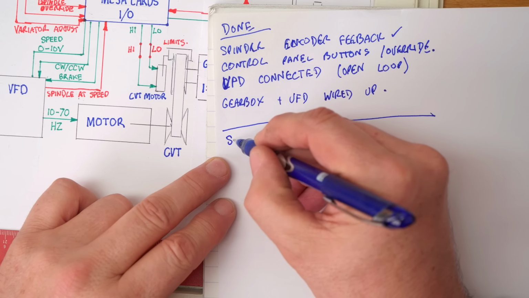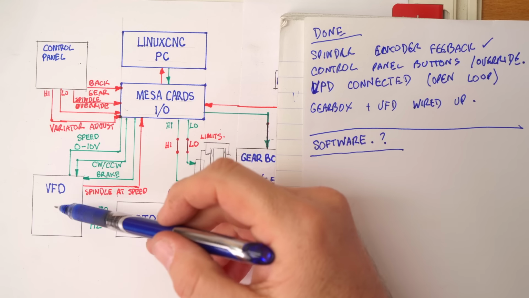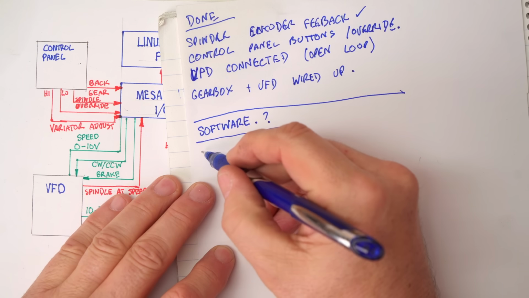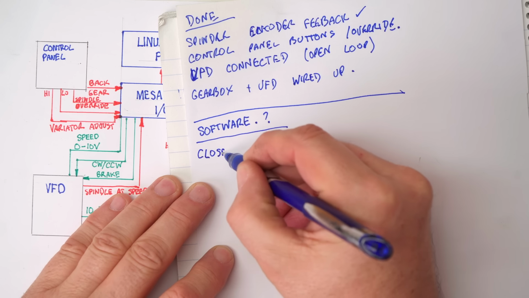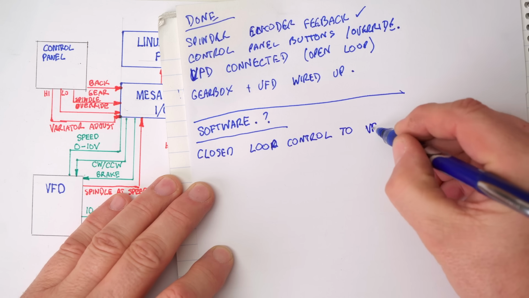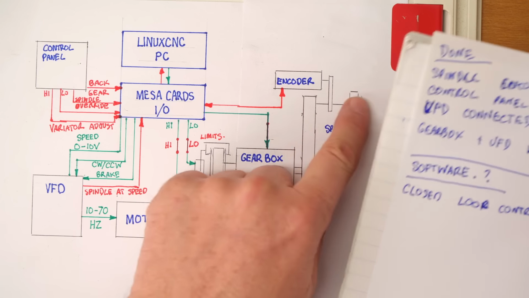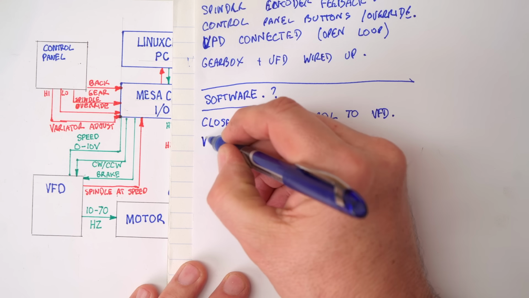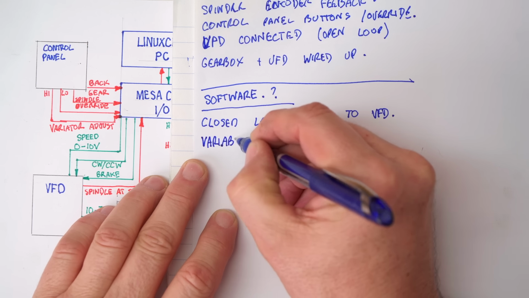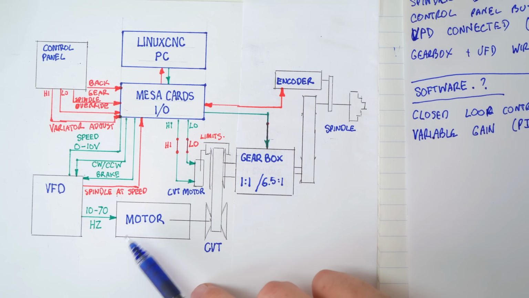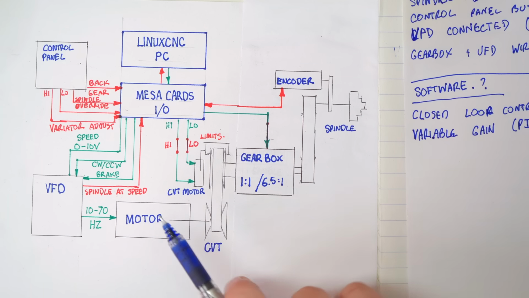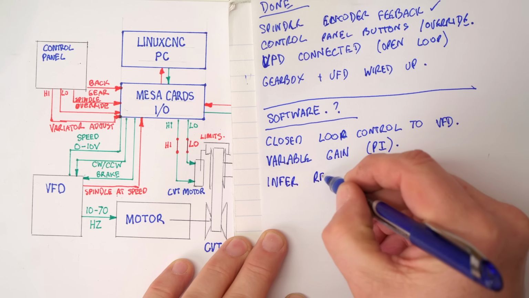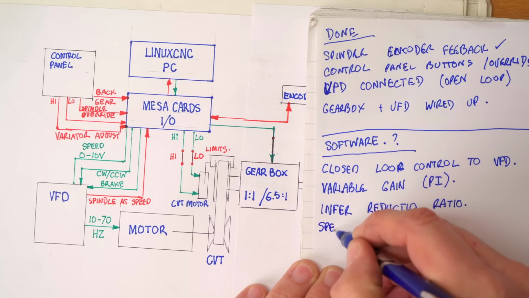So what's the software going to need to make it all work? Well, to make the VFD control the speed loop, it's going to need to have closed loop control, isn't it? But because we're going to have massively variable inertia, we're going to need some form of variable gain staging. To be able to work out which gain to use, we're going to need to know the reduction ratio. So somehow we're going to need to infer the reduction ratio. We're going to need to define speed range.